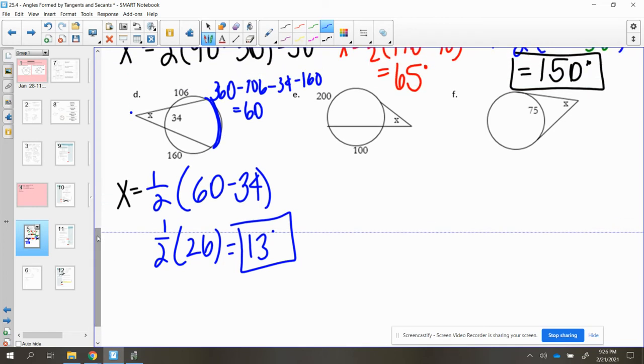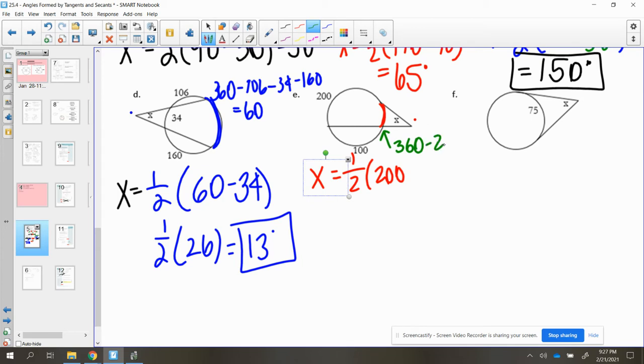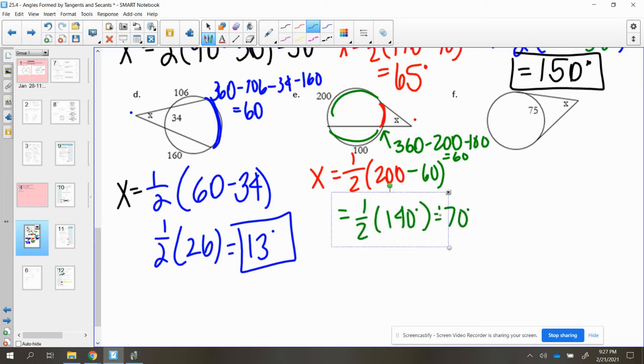Again, on this next one, we need to find this near arc to be able to ultimately find the angle outside. So the far arc is 200, and then this near arc is going to be 360 minus the two arcs we have of 200 and 100. So 60 would be our remaining value there. And 1/2 of far minus near would be half of 140 degrees, so 70 degrees.